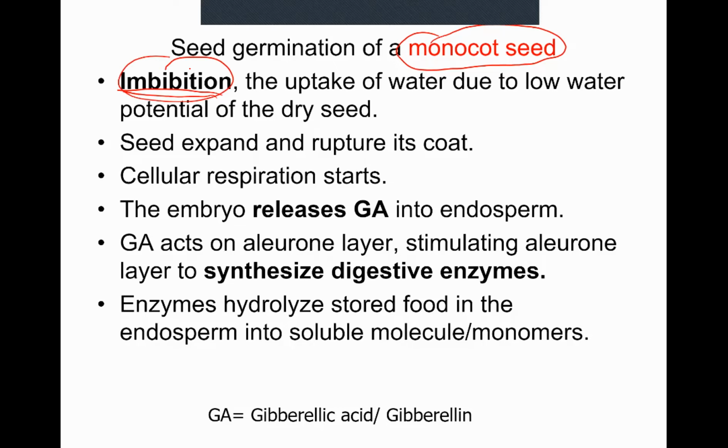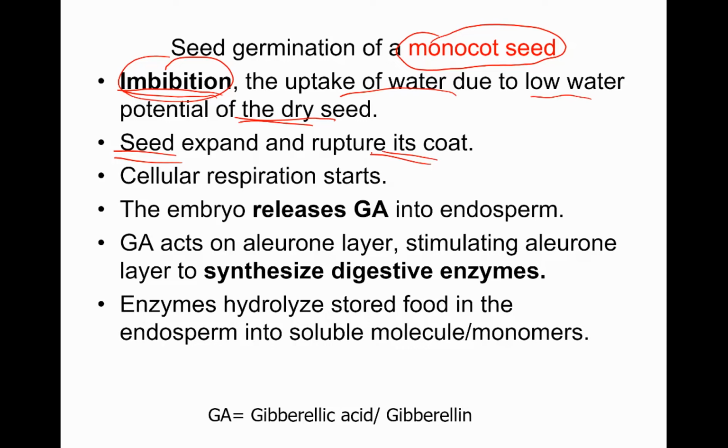Okay? So imbibition is the uptake of water due to low water potential of the dried seed. So the seed will take in water by the process of imbibition. Right? So the cell ataupun the seed then will swell. So the seed coat expand and rupture. So kacang hijau tu pecahlah dia punya seed coat yang warna hijau tu. Right? So this happens after the process of imbibition. So seed expand and rupture the seed coat. Right. Next, cellular respiration started.